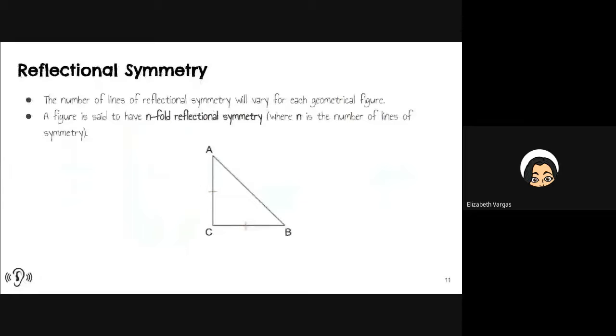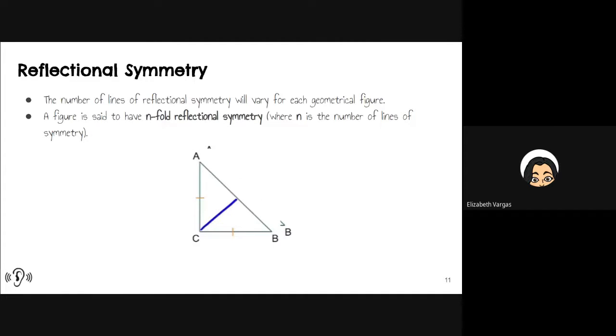So reflectional lines of symmetry. The number of lines of reflectional symmetry will vary for each geometric figure. So not every figure has the same number of lines of symmetry. A figure is said to have n-fold reflectional symmetry, where n is the number of lines of symmetry. So what this means is, let's say we take this triangle and we find its line of symmetry. This triangle only has 1 line of symmetry, right there.